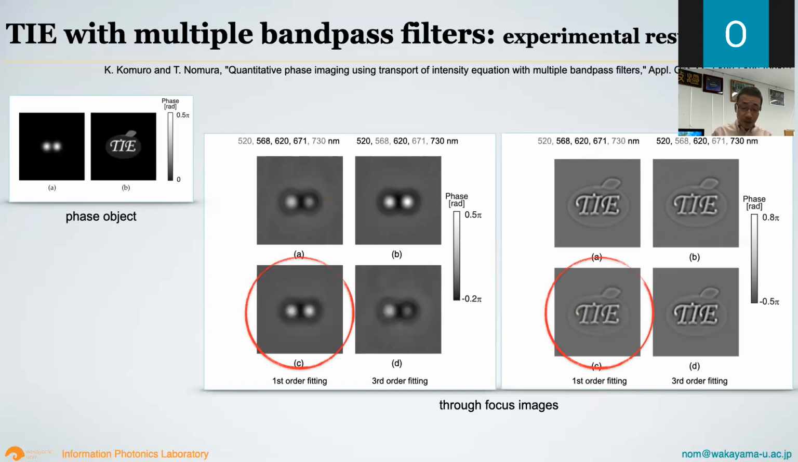But pay attention to the right. This is not good because the phase value is different for two phase objects. This is the same phase values. So in this case, it is a good result.